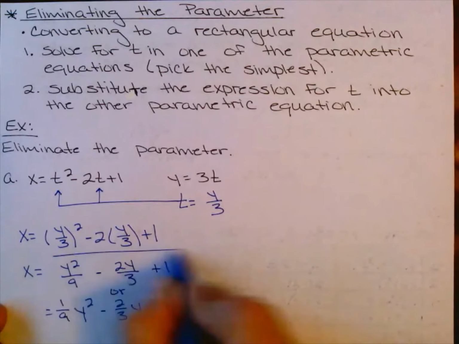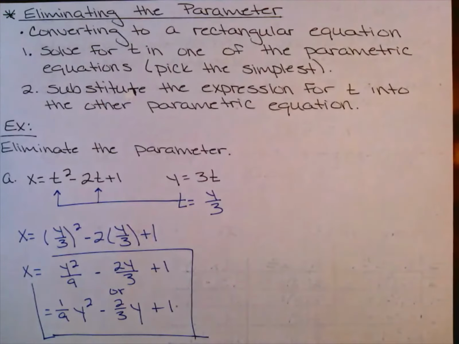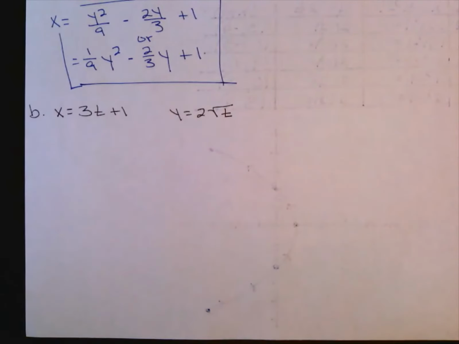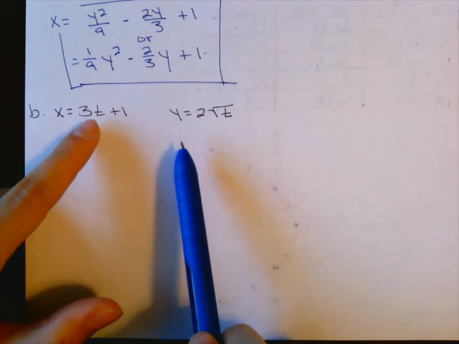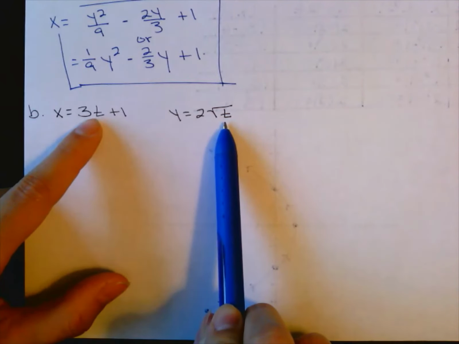All right, and you're done. Simple as that. Let's take a look at another one. I encourage you, if you'd like, pause the video, try it on your own, and then check if you're able to do so. Now notice that if I choose here, the t is pretty easy to isolate here and same here. So I have two options here.